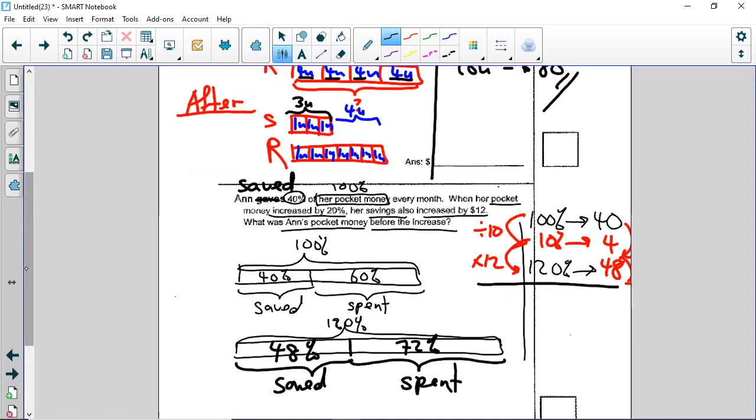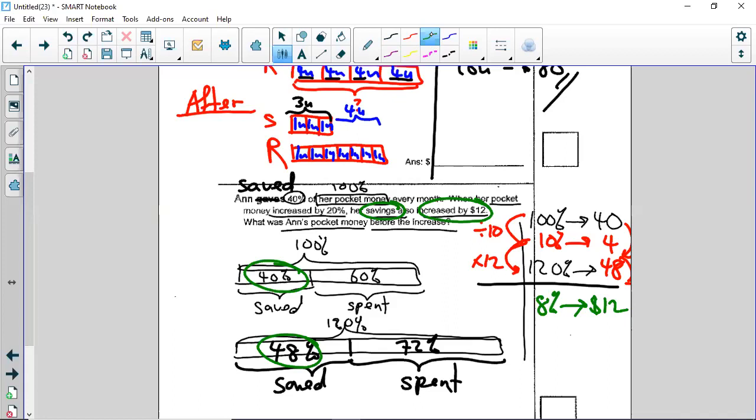Now the savings increased by $12, right? The savings increased by $12. So you look at this one, and you find the increase. So what's the increase? There's an 8% increase. So the 8% increase is also $12. And there's no calculator. So what do you do?